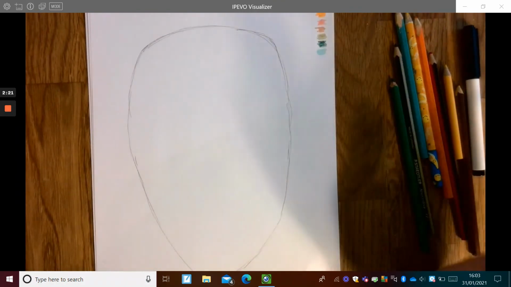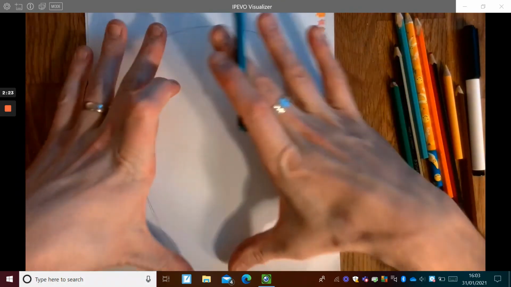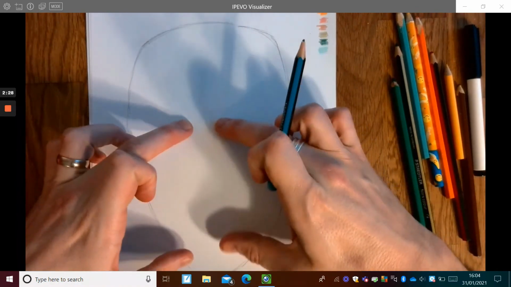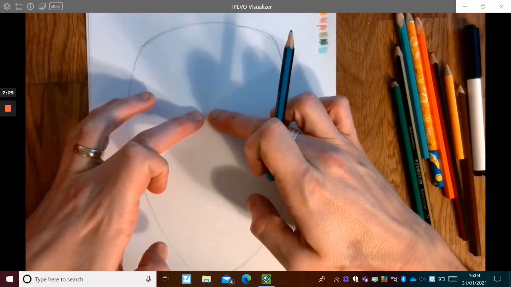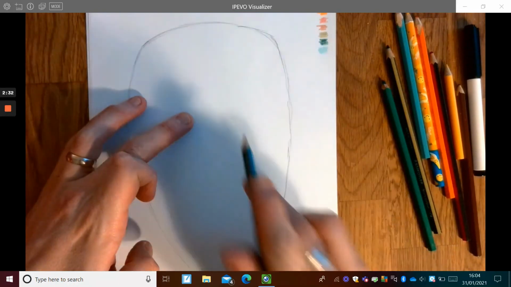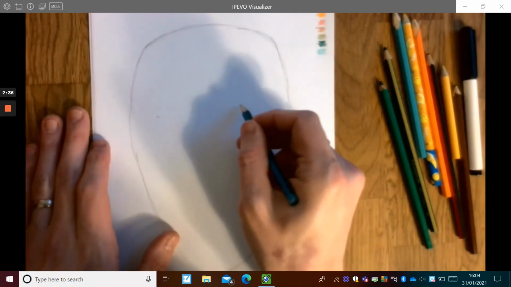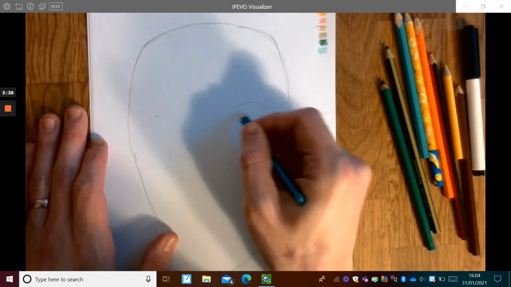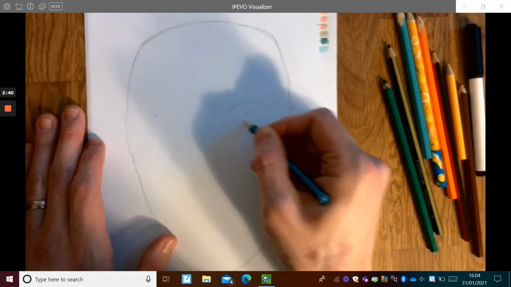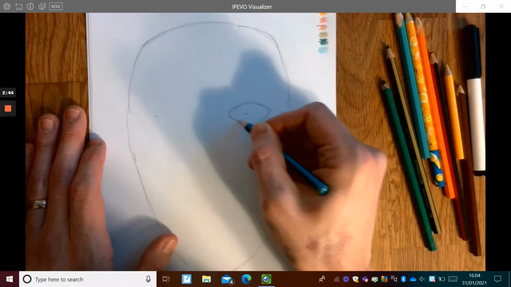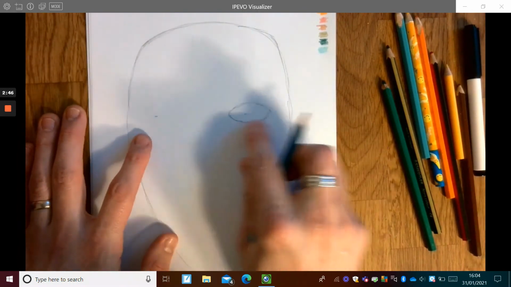I need eyes. So looking at my whole face, the eyes are usually in the middle of the face. So I'm going to come in on this line here. That's basically where my eyes are going to go. So I want nice, simple eye shapes, because these are going to be cutouts in my final mask, they're going to be empty space.